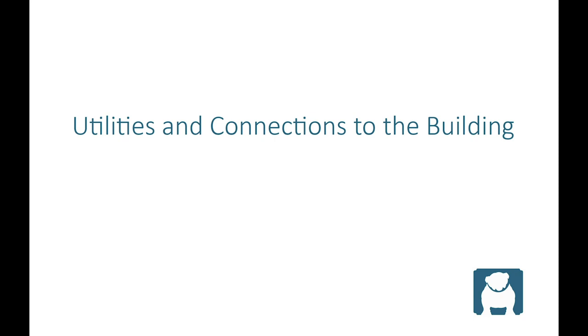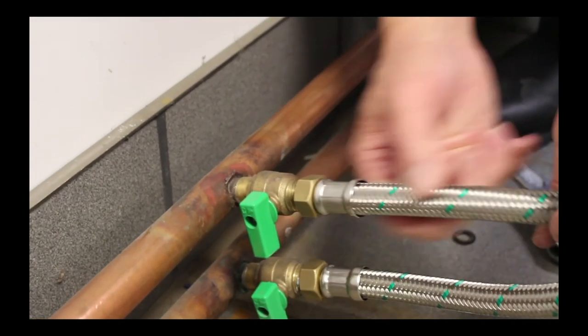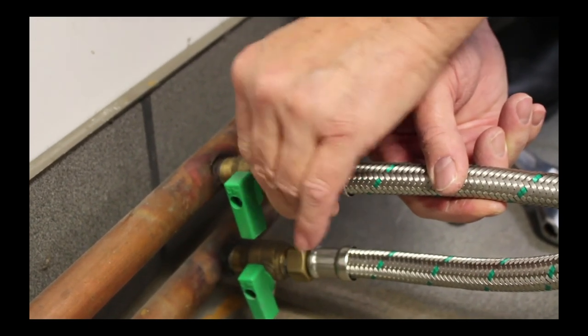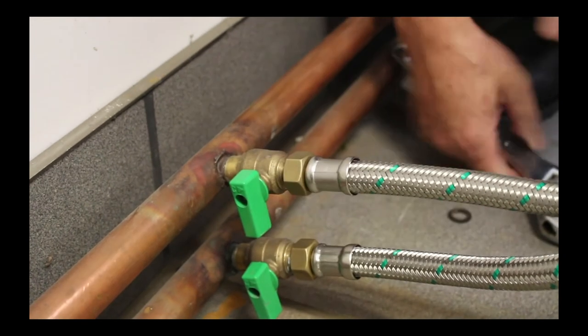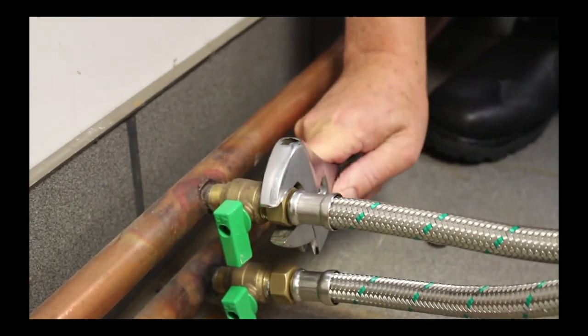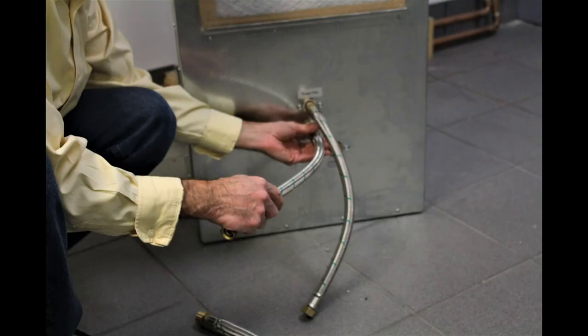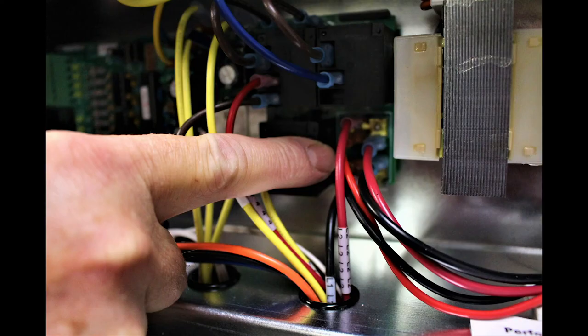Utilities and connections to the building. Specially designed stainless steel braided hoses are used to connect the heat pump to the building water supply. Always check and make sure that the gaskets are in the connections that go on the isolation valves. Remember not to over-tighten these connections as the gaskets can be crushed, causing leaks. The hoses should be connected to the heat pump first and then to the isolation valves. Line voltage power is connected at the bottom right-hand corner of the circuit board.